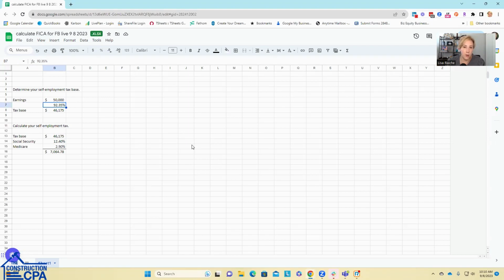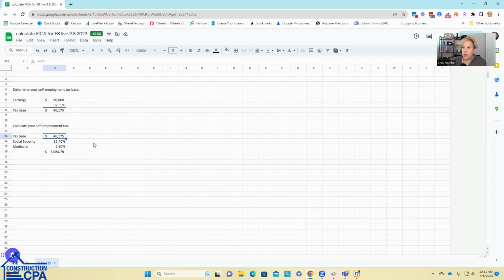And without getting into crazy minutia and going off on a complete sideways tangent, you get to deduct half of that self-employment against your income tax. So just keep that in mind. So you need to now determine, 92.35% of that earnings is now your tax base. So your tax base in this particular example here is 46,175.